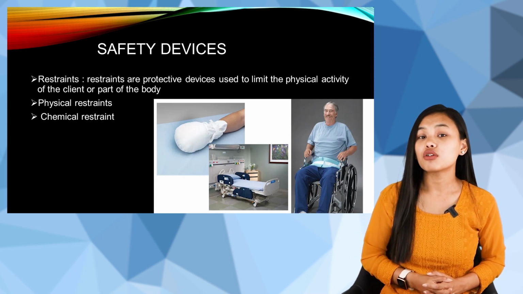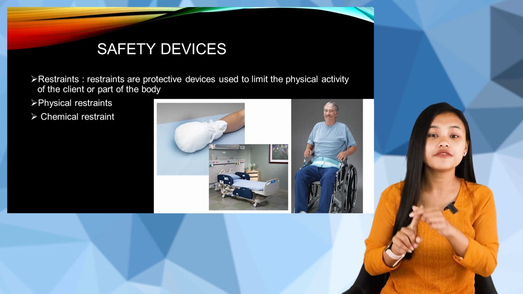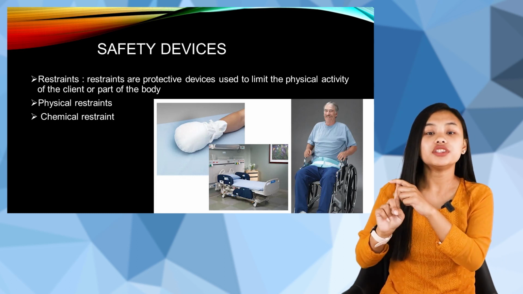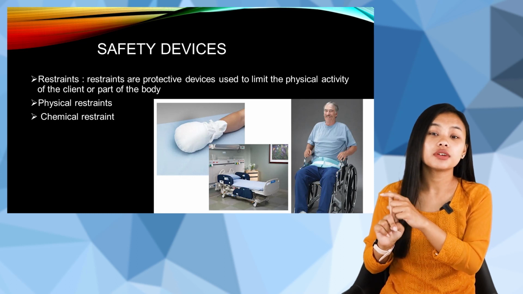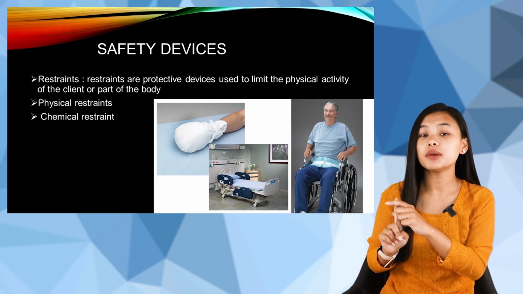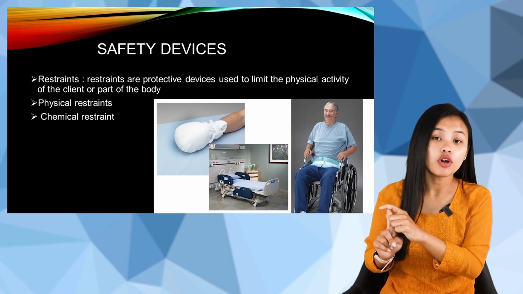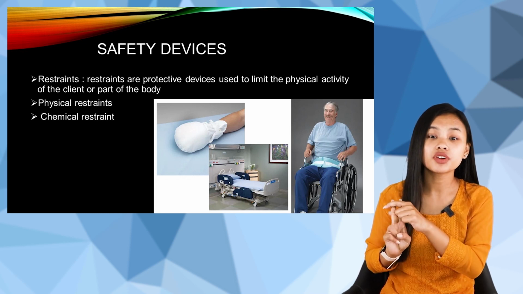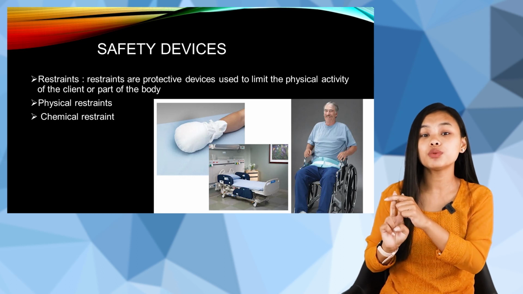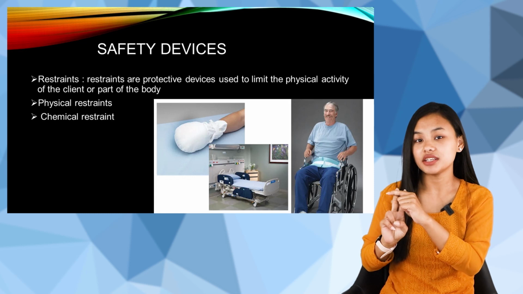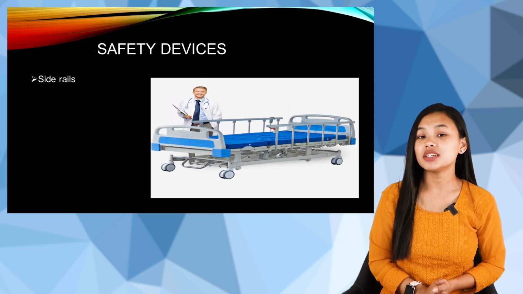These restraints are of two types. The first one is the physical restraint and the second one is the chemical restraint. These physical restraints include the mechanical device or any materials or equipment which is attached to the body, whereas the chemical restraints are the medications which we will be providing to the client. For example, the sedative.